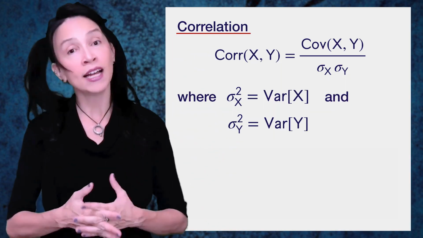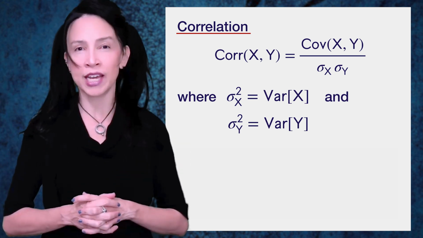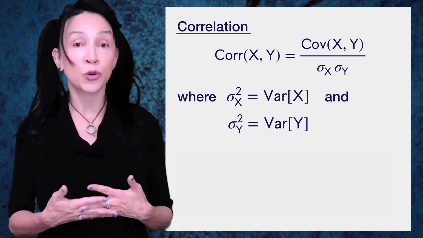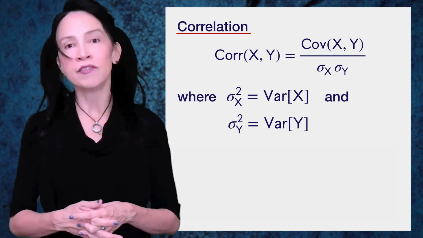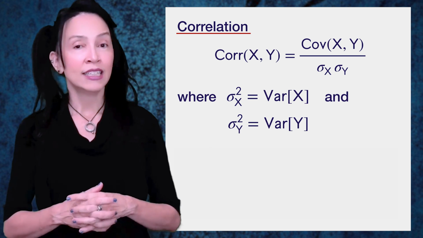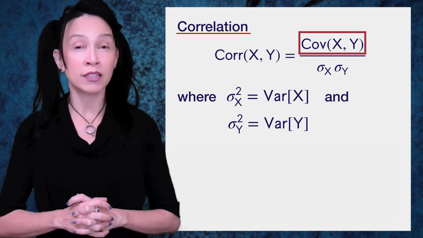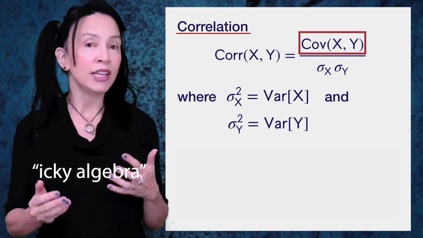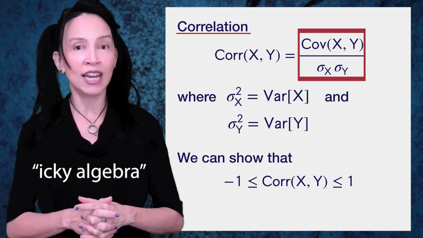But we're not actually going to need to compute correlation in this course, or at least not in the next video. The correlation between x and y is defined to be the covariance between x and y divided by the product of the two standard deviations. So sigma x is the square root of the variance of x, which is sigma x squared, and sigma y is the square root of the variance of y, which is sigma y squared. These are both positive square roots by definition, and this covariance is positive or negative, but we can do a lot of icky algebra to show that this quantity now is between -1 and 1 inclusive.